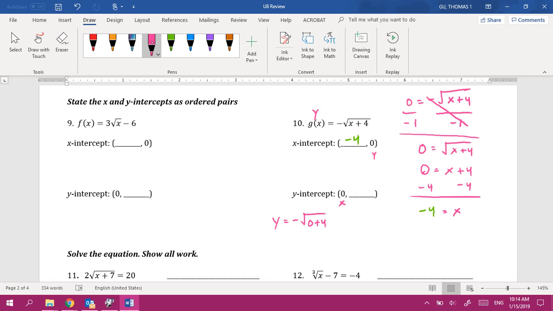Okay, so to solve this, we're going to solve what's inside the square root first. So y equals, what's 0 plus 4? 4. Now we have to do the square root of 4. So what is the square root of 4? 2. So y equals -2. So what's my y-intercept? 0, -2. And that's number 10.